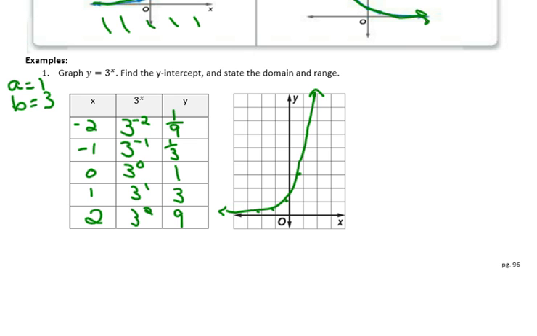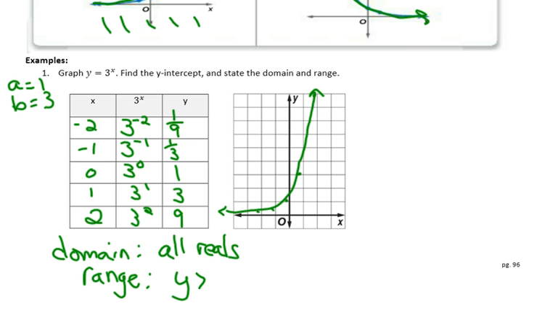So it says state the domain and range. Your domain is all reals. Your range, y has to be greater than 0. Right? So your y values, only things that are greater than 0, because you're not going to even hit that 0. That's why I didn't put or equal to.